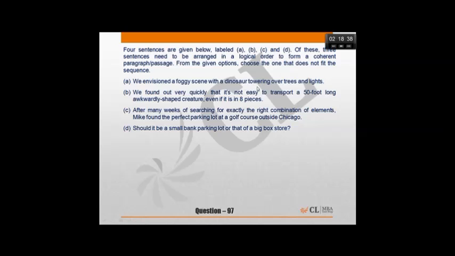Four sentences given below. Of these, three need to be arranged logically. Again, choose the one that does not fit. We envision a foggy scene with a dinosaur towering over the trees and light. We found out very quickly that it's not easy to transport a 50-foot long awkward shaped creature even if it is in 8 pieces. Choice C. After many weeks of searching for exactly the right combination of elements, Mike found the perfect parking lot at a golf course outside Chicago. Should it be a small bank parking lot or that of a big box store?